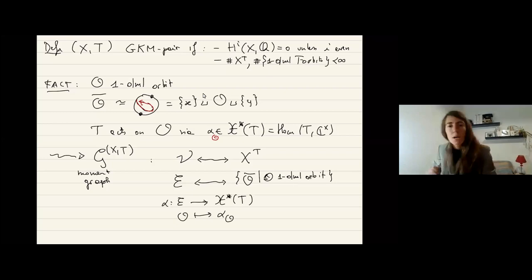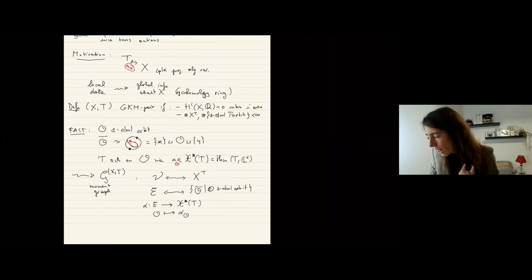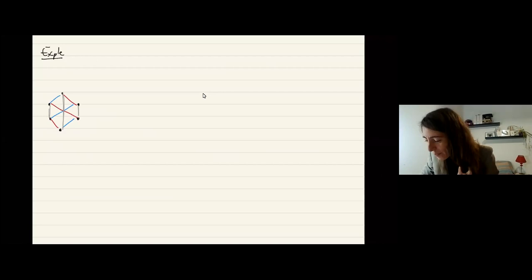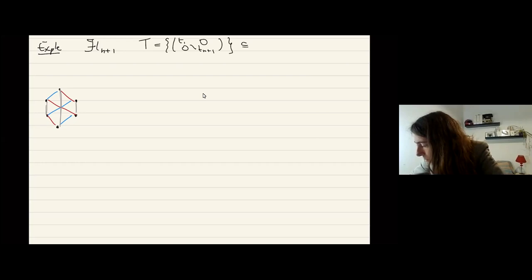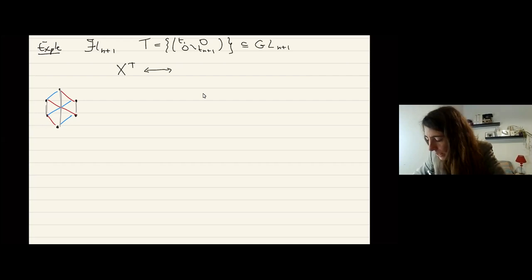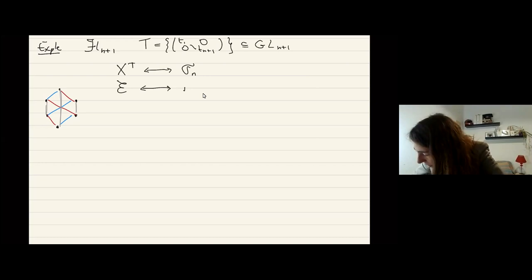Okay. So if I have again a GKM pair, I can associate to the torus action a graph. Okay. So an example: as my X, my variety is the variety of complete flags in C^(n+1), so Fl_(n+1). It is acted upon by an (n+1)-dimensional torus, which I identify with diagonal invertible matrices. Well, and now the fixed point set, so the vertex set, is just in one-to-one correspondence with the symmetric group. And I have an edge if and only if my two permutations are related by a transposition (i j).